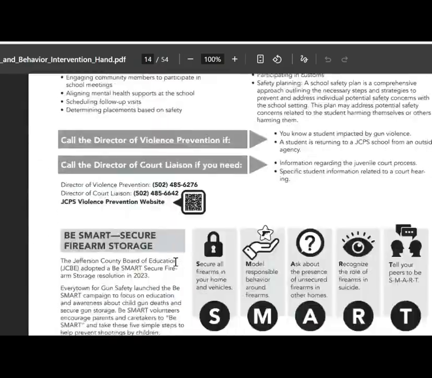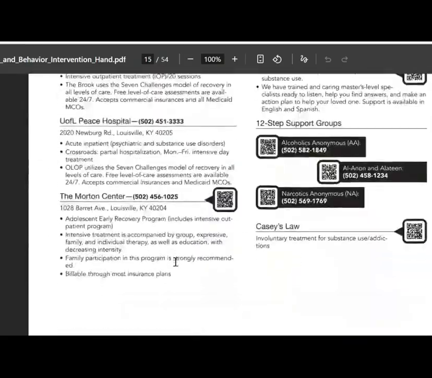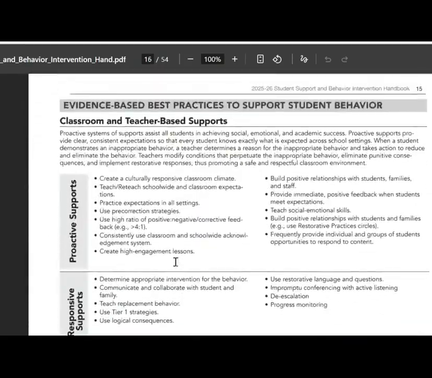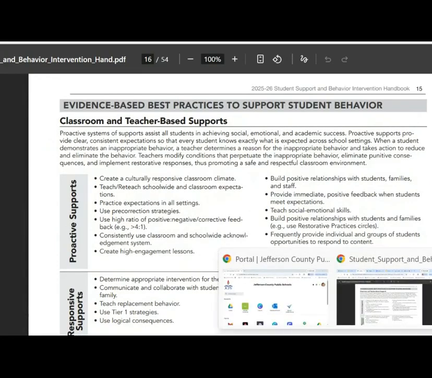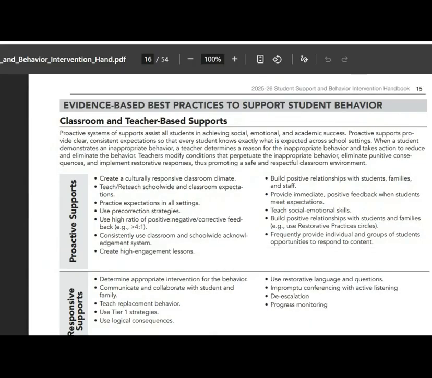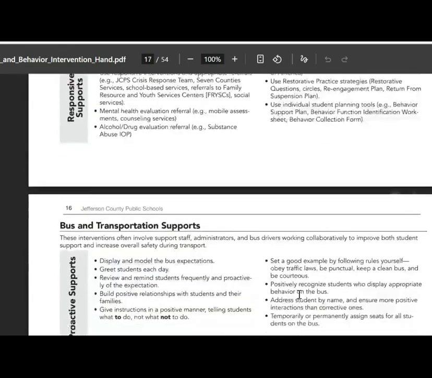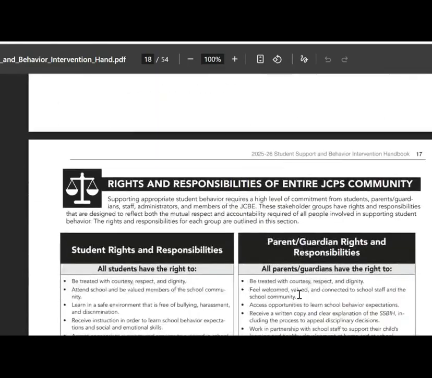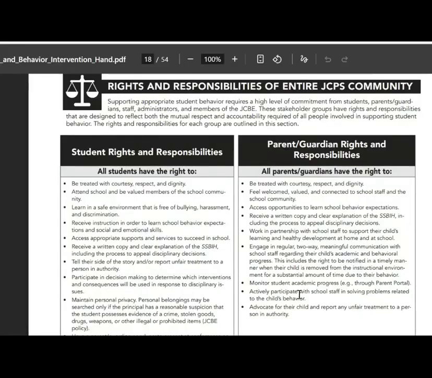I'm going to keep on going. We want to get down to page 15 because this is really important. Here you will find classroom and teacher-based support. So we want to make sure that you're clear that there is information here for you as teachers or staff at your school. We also want to make sure that you're aware that there is a place where you can see the rights and responsibilities of the JCPS community.